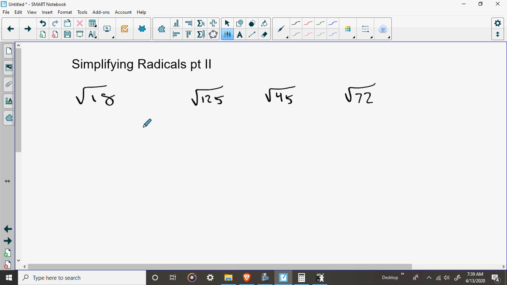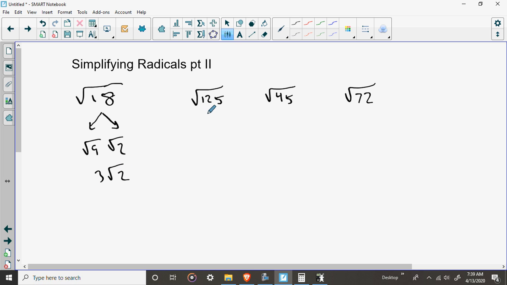So again, 18 is not a perfect square, but what's a perfect square that goes into 18? Now think about your factors of 18, okay? And you don't want to use 6 and 3. What you want to use is 9 and 2. Do yourself a favor and write your perfect square first, okay? What's the square root of 9? 3.